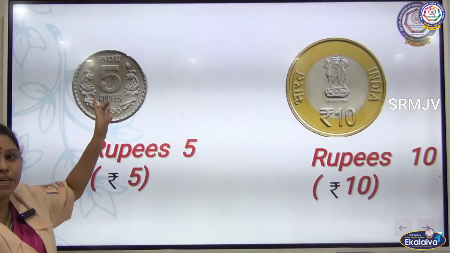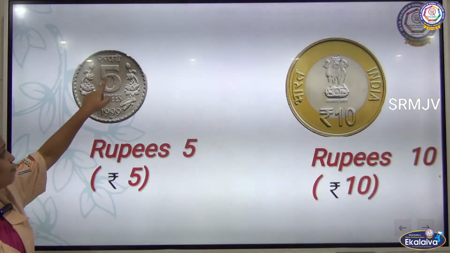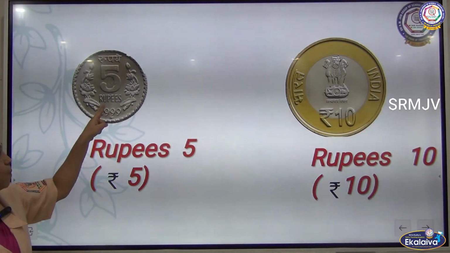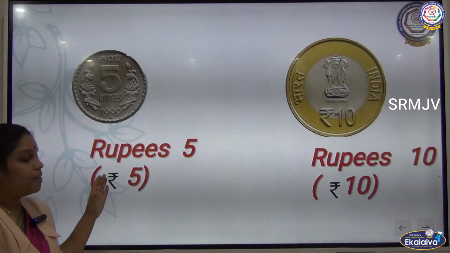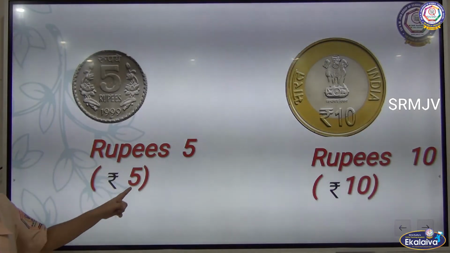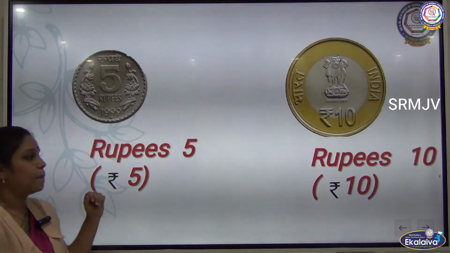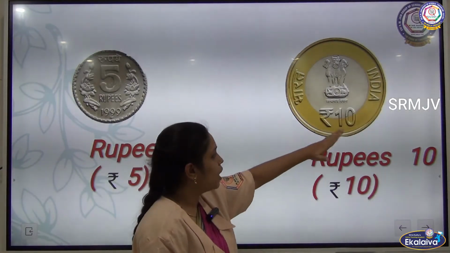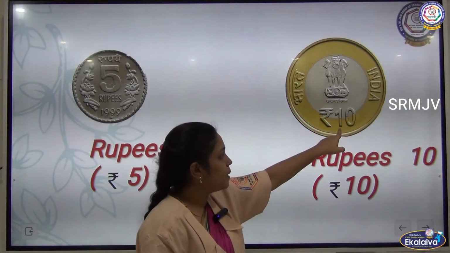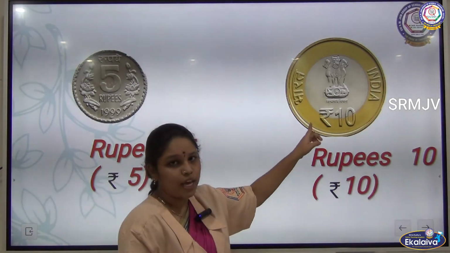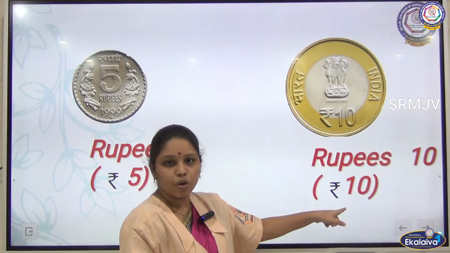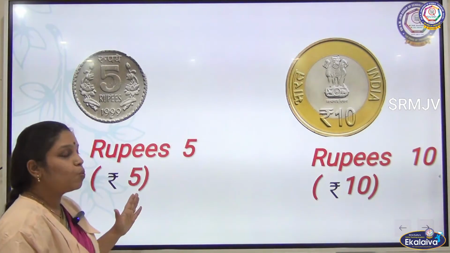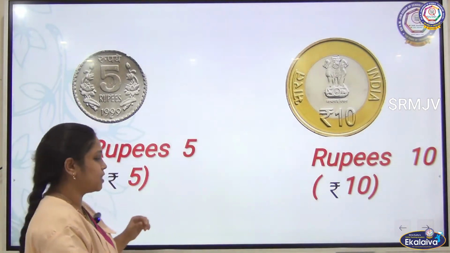Next one, it's a 5 rupees coin. See the coin? It has the number 5 and the word R-U-P-E-E-S, rupees. So it is the 5 rupees coin. We can denote it with the rupee symbol and 5. This is a 10 rupee coin. See the number 10 and the rupee symbol. We can write it as rupees 10 or the symbol and 10. Both are the same. These are the values of the Indian money coins.